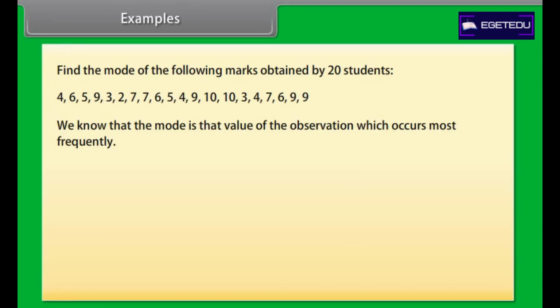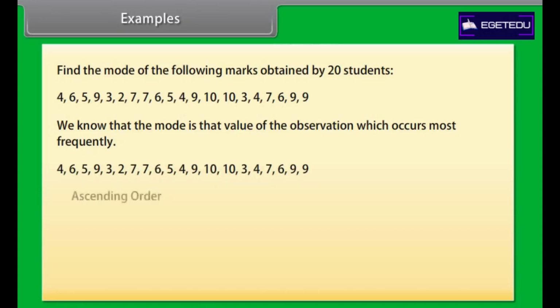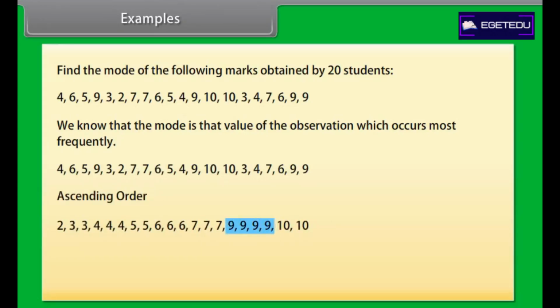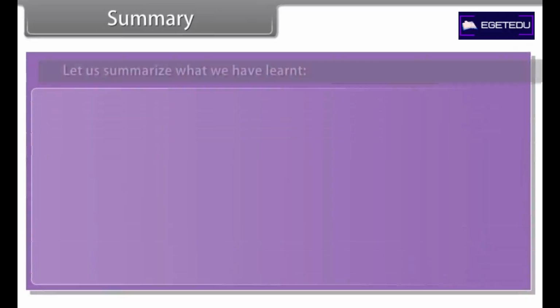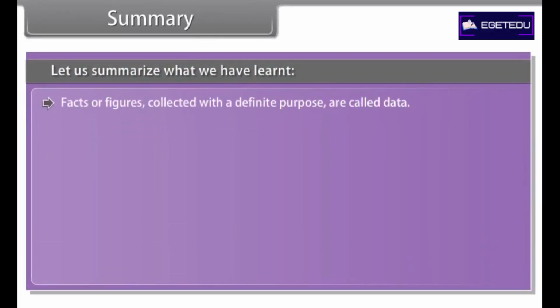For an ungrouped frequency, for example: find the mode of the following marks out of 10 obtained by 20 students. We know that the mode is that value of the observation which occurs most frequently. Let's arrange these marks in ascending order. We can see that 9 is occurring more frequently. So we can say that 9 is the mode of the marks.